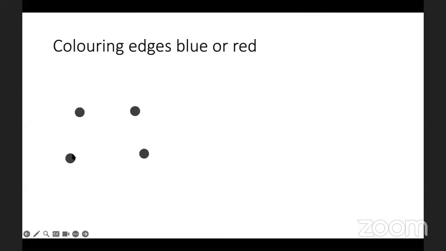Okay, so the next game that shows up in this article is actually the game of Sim. But before that, let's start out. He talks about playing on 3, 4, 5 vertices. So let's set this game up with these 4 dots here.